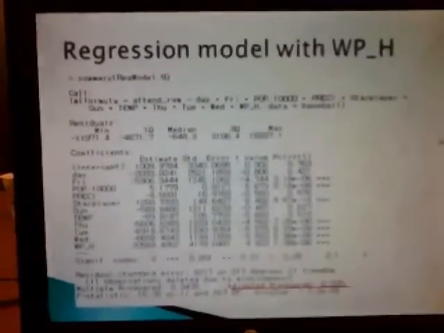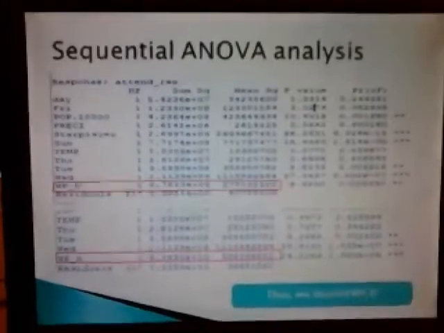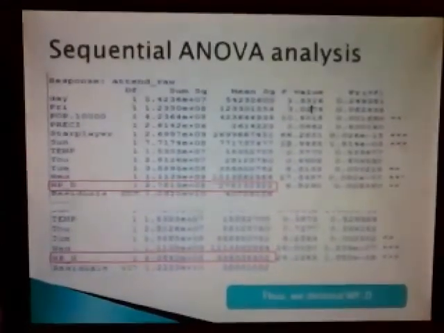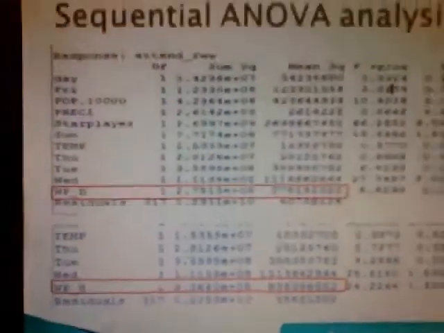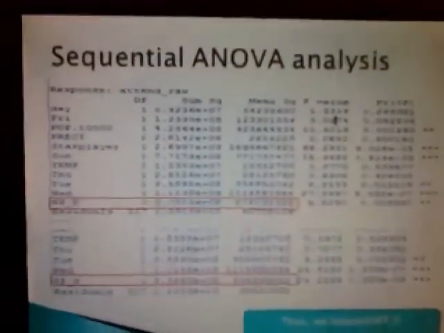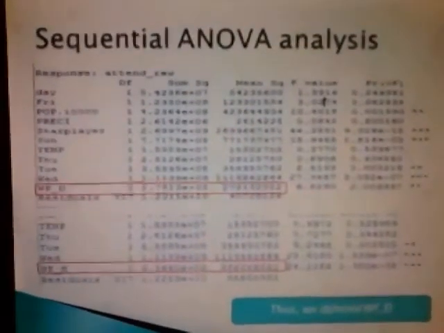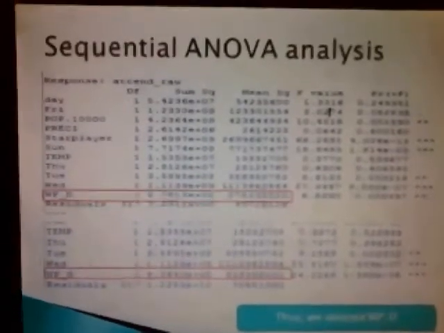From our analysis, with WPH the R square is bigger than with WPD, so we choose WPH. And then we use the ANOVA table to get our final design. From this we can see that for WPD the SSR is smaller than for WPH. You know that for SSR, the bigger the better, so we choose WPH instead of WPD as our final design.